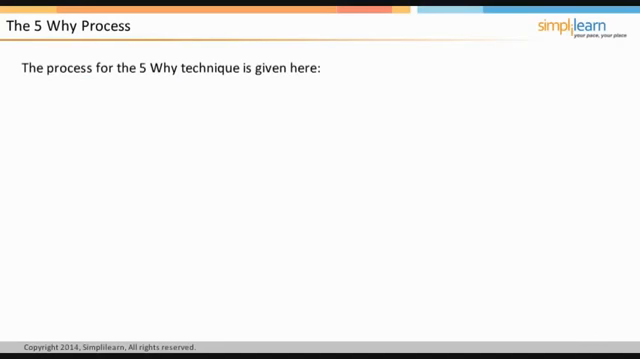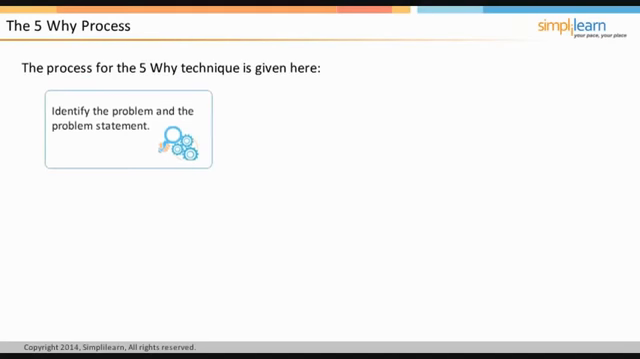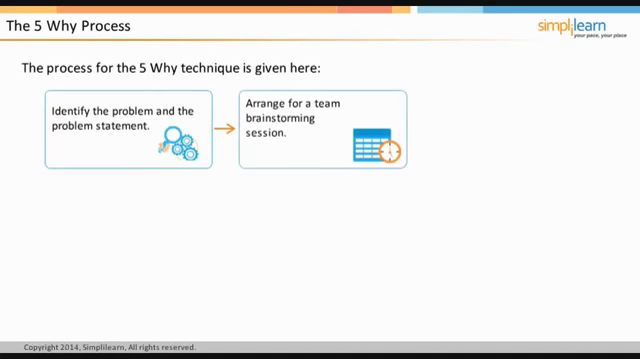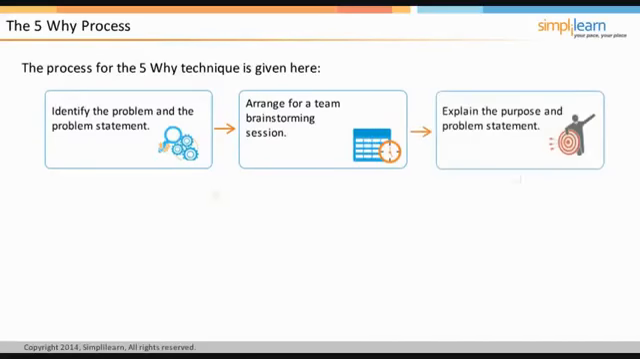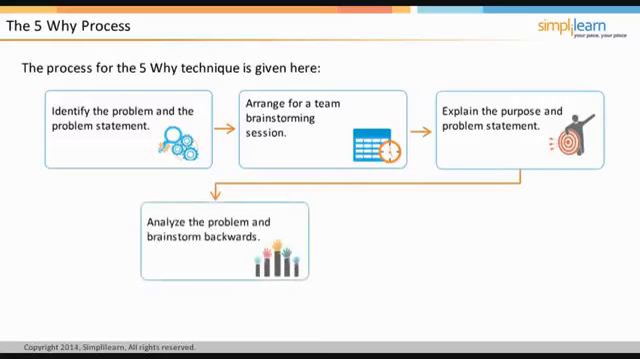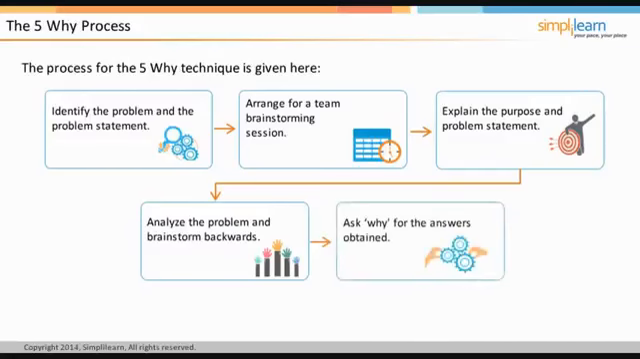The process for the 5 why technique is: identify the problem and emphasize the problem statement. Arrange for a brainstorming session with the team, including subject matter experts, process owners, and team members. Explain the purpose and the problem statement. Analyze scenarios working backwards from the problem. Ask why for the answers obtained until the root cause is found.